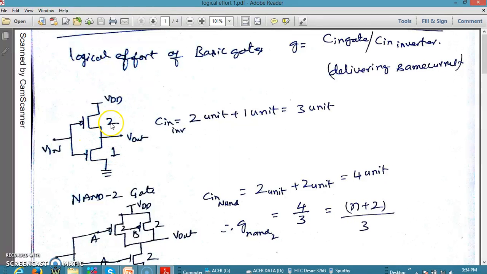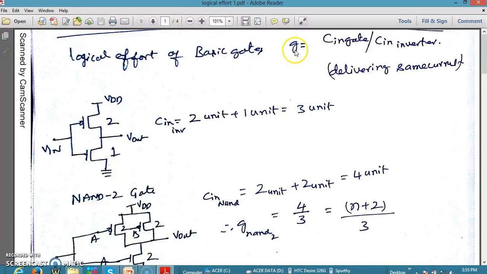Now we are saying that 2 is the unit dimension of the PMOS and 1 is the unit dimension of the NMOS. So if you look at the input capacitance, since the PMOS is scaled by 2 times, we take the input capacitance at the P type as 2 units and at the N type as 1 unit. So Cin of the inverter, because these two are in parallel, happens to be 3 units.